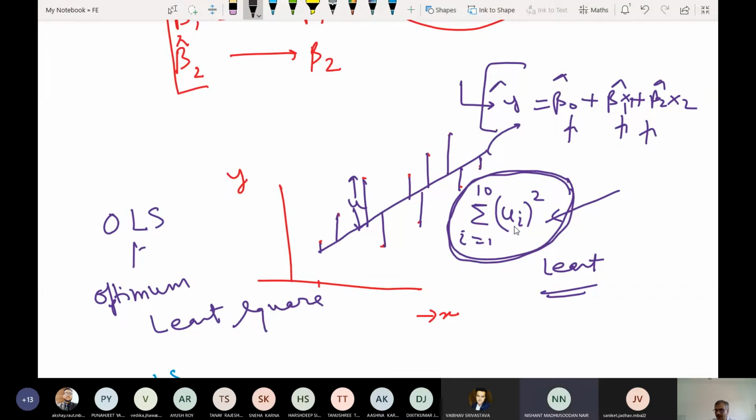Can you recall? Yes, sir. Yes. So when we are having OLS regression, then what we are trying to do, we are trying to reduce this. Understand?